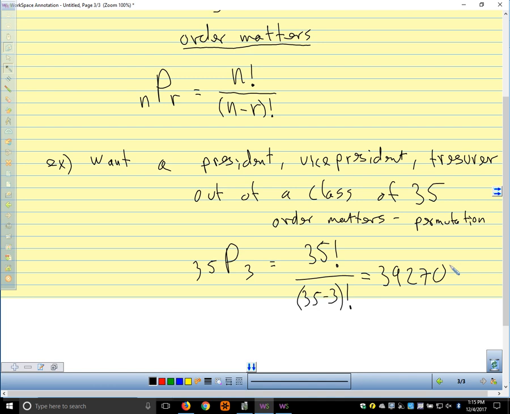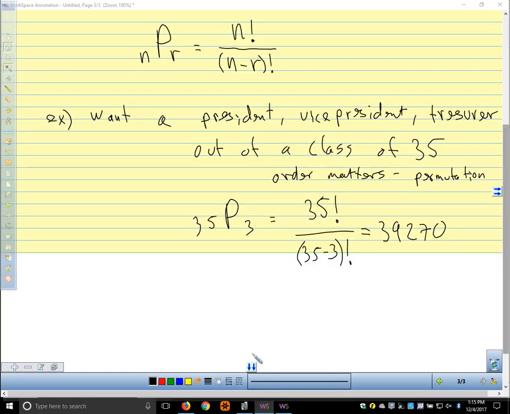So that's a lot of committees with a president, vice president, and a treasurer out of a class of 35. And it would be really difficult to write down all the different 3-person permutations of president, vice president, and secretary out of a class of 35 and count them up. All right, questions there?